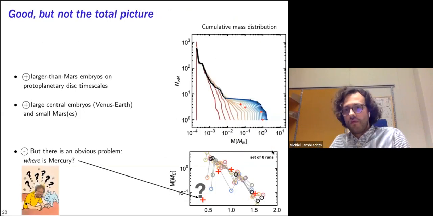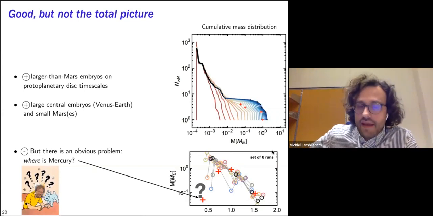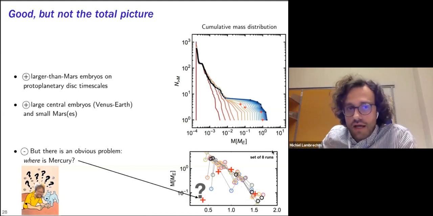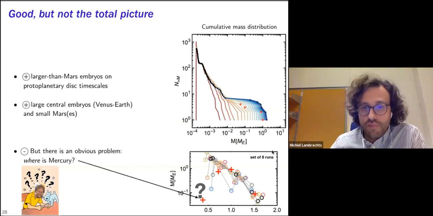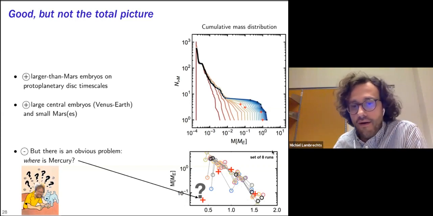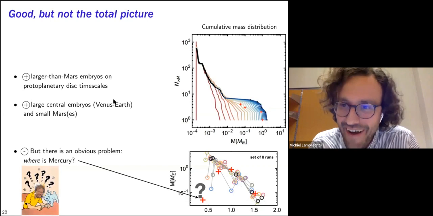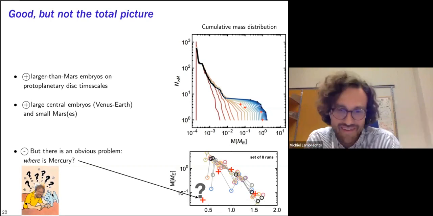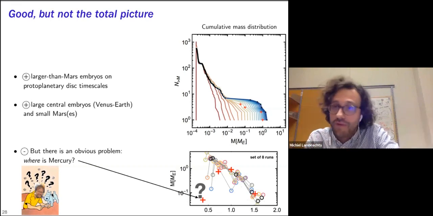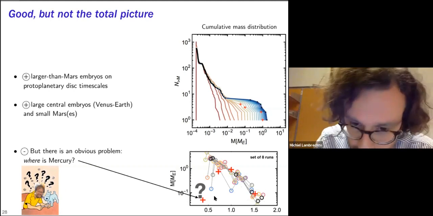Okay. So this is actually an encouraging picture. We form larger-than-Mars-mass embryos on protoplanetary disk lifetimes. So a big win. Interestingly, we form large central embryos, a bit reminiscent of the Venus-Earth pair, and small Marses. These are the pluses, but not all is well, so to say, because there is also an obvious problem here. It's me again wondering what the hell is going on, because we don't form Mercury, right? One of the planets in our solar system we don't form. This is, by the way, a set of runs, so statistically it's very difficult to get something over there.